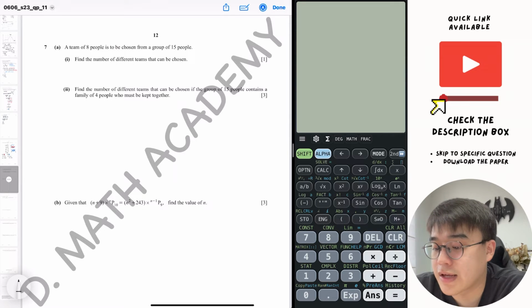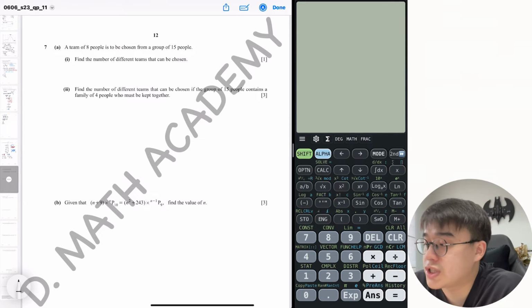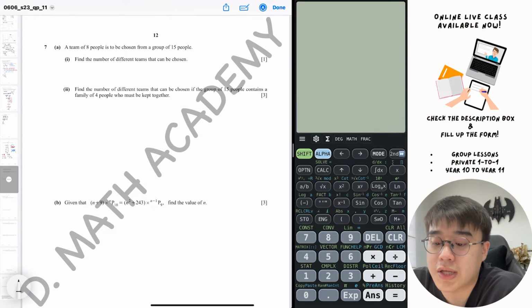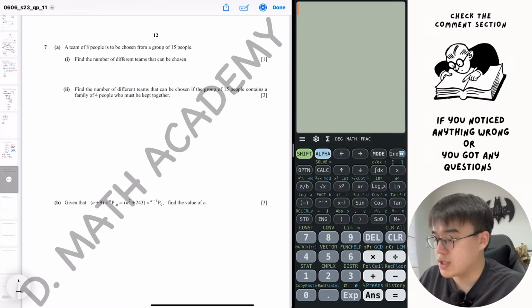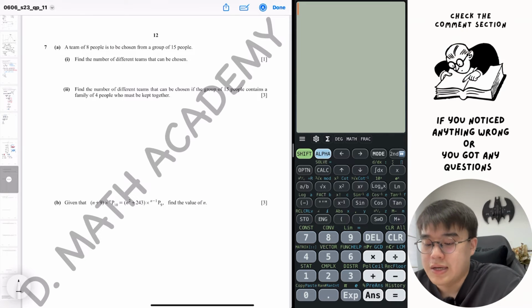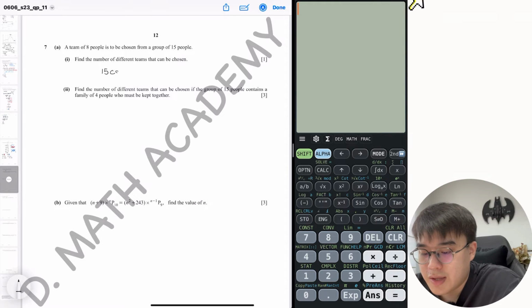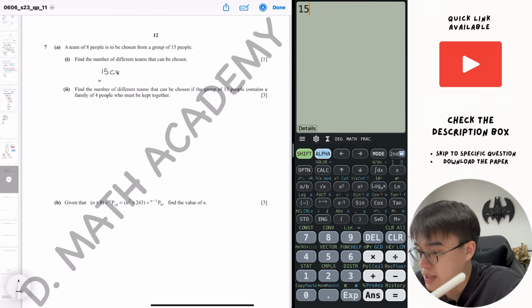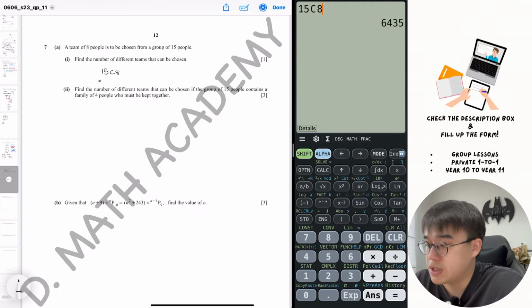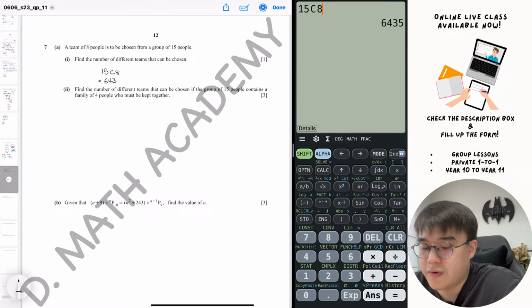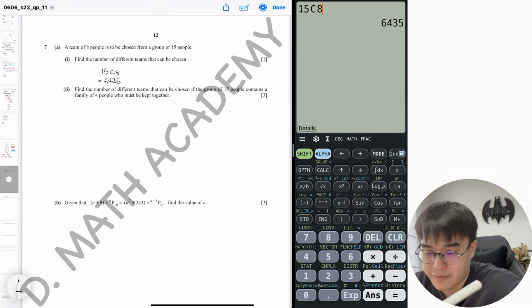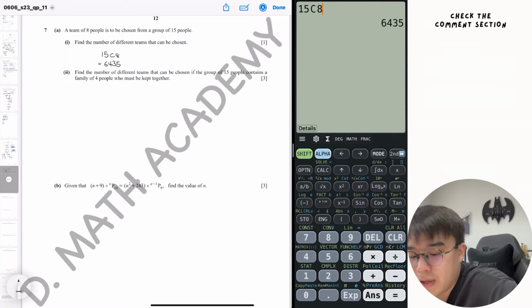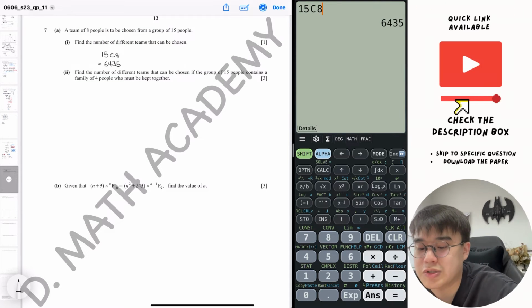They didn't give me enough context to consider this as a permutation, and the arrangement is not important here as well, because they just want us to randomly select 8 people out of the 15 options that we have. So 15C8 will be my answer. In this case, it is 6,435.